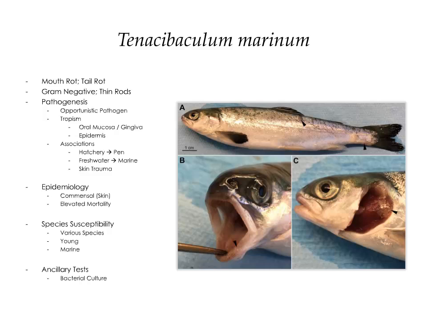Tenacibaculum marinum is the agent responsible for the diseases known as mouth rot and tail rot. This is a gram-negative, thin rod-shaped bacteria. It's an opportunistic pathogen with a tropism for the oral mucosa, the gingiva, and the epidermis.